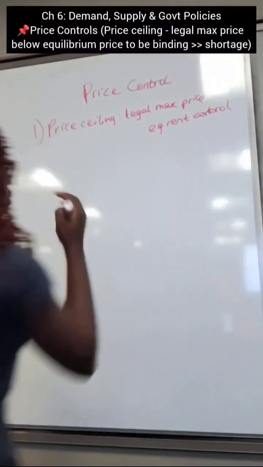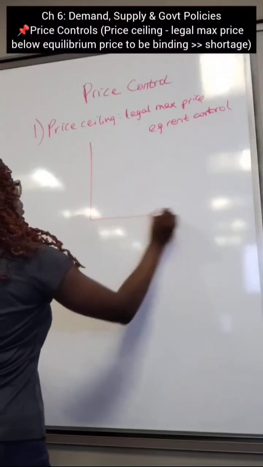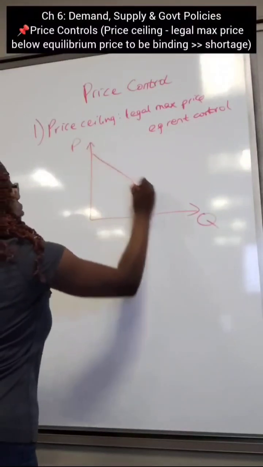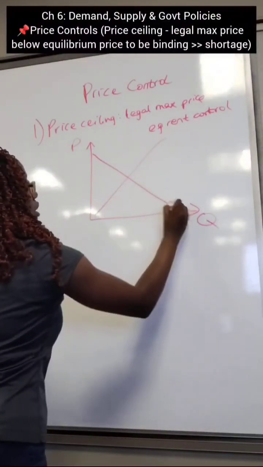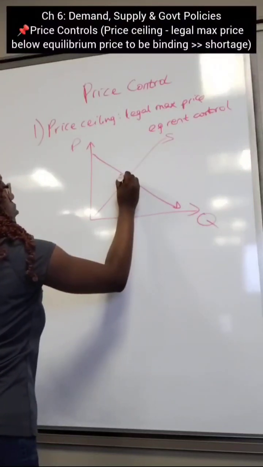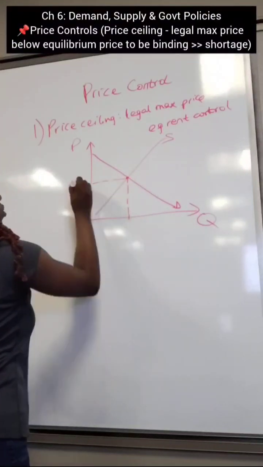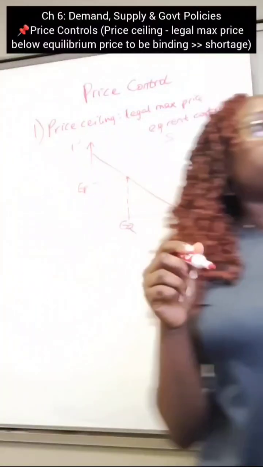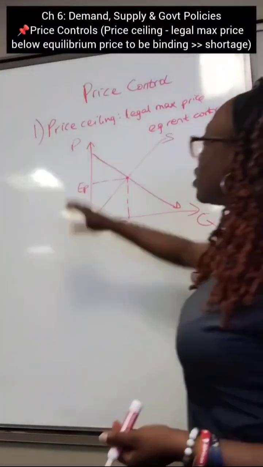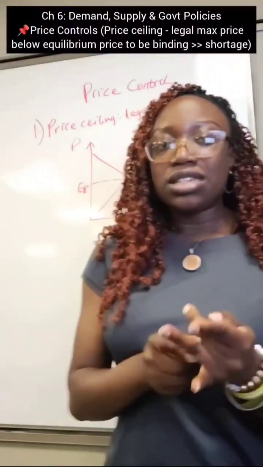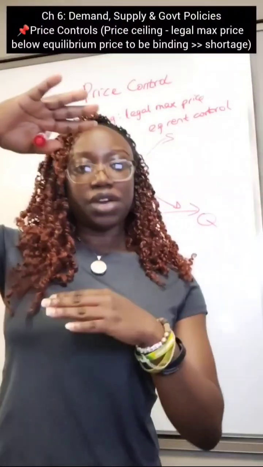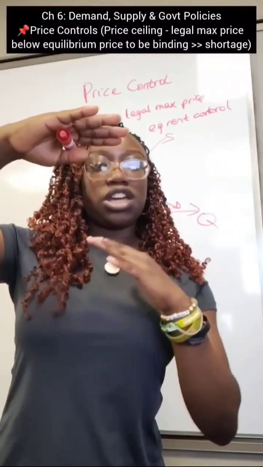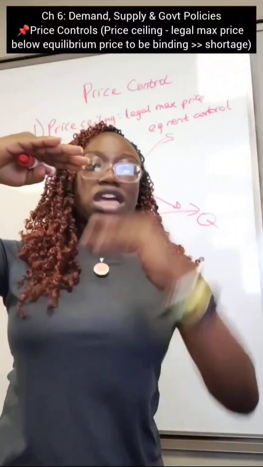So how does it look graphically? Remember, you have your price and you have your quantity, and then you have your equilibrium. This is your demand and this is your supply. Wherever the demand and supply intersect, that is your equilibrium price and your equilibrium quantity. Okay, so where does the price ceiling come in? Because a price ceiling is a legal maximum, in rent control, they can charge rent from this amount downwards. They can't charge above this rent.